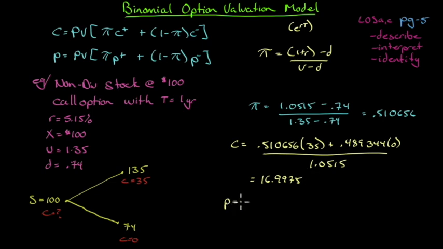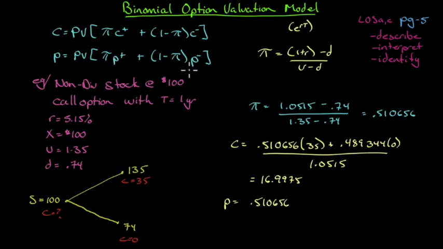Well, we don't know the price of the put. We haven't calculated the price of the put. We're going to calculate it here. And then on the next screen, I'm going to show you a different way to calculate the put if we already know the call. And they better be the same, right? So here, what do we get? We get 0.510656. It's the same thing.